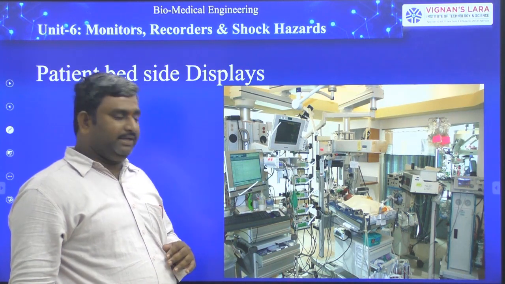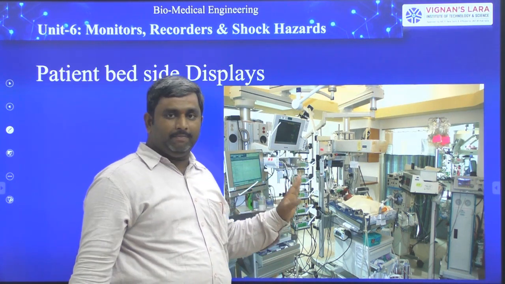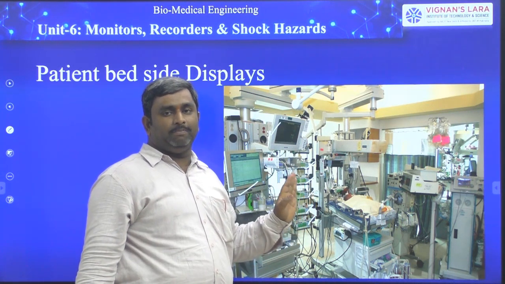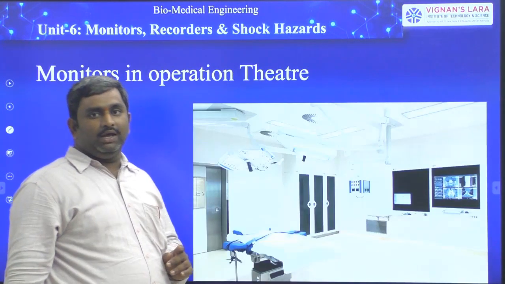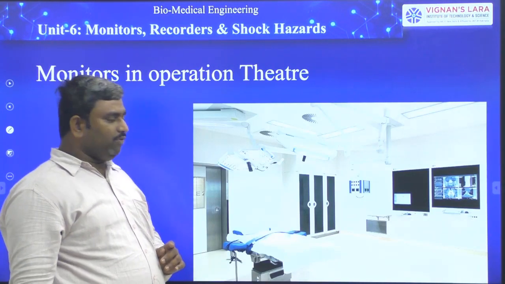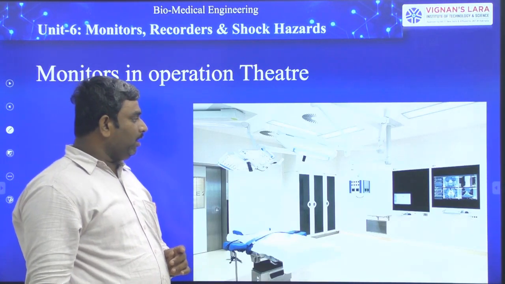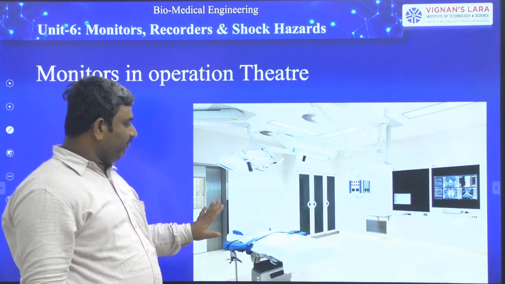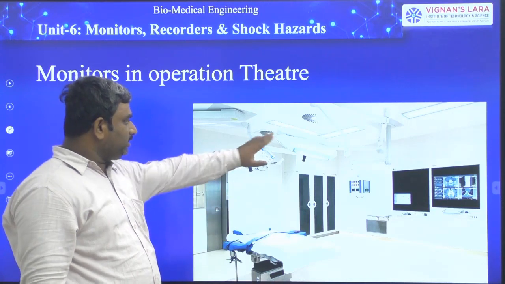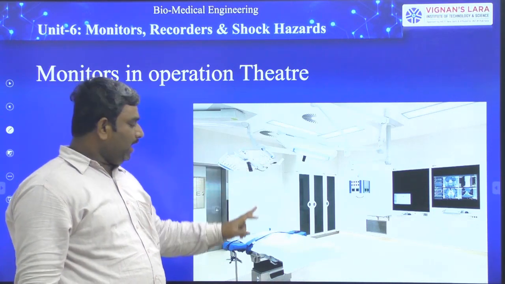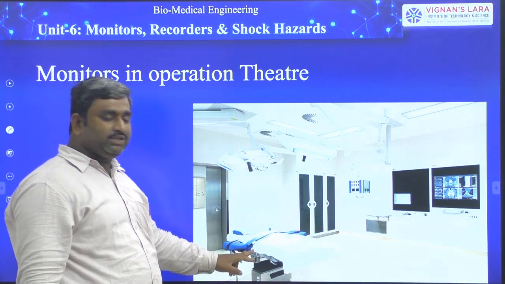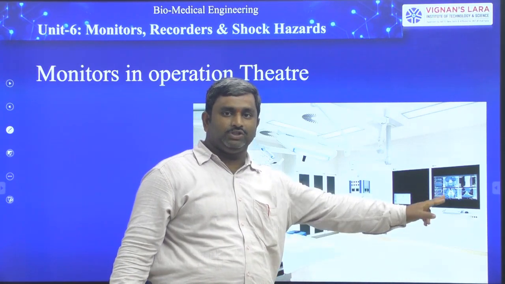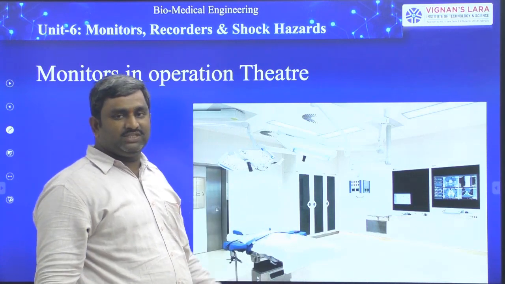Okay, so this is the basic behavior. This is the basic equipment which will be available at the patient bedside in the ICU. Let us see one more example. The types of displays available in the operation theater. This is a very modern operation theater. These are the OT lights. OT means operation theater. This is the OT bed, operation theater bed, and these are the OT monitors, operation theater monitors.